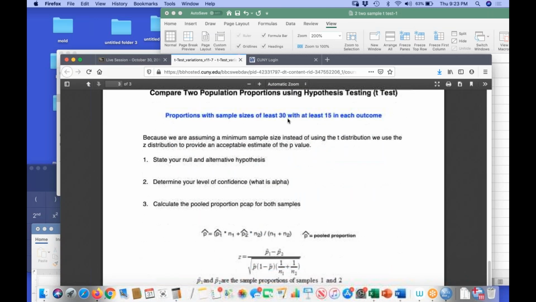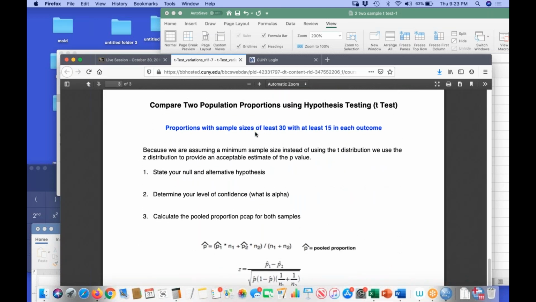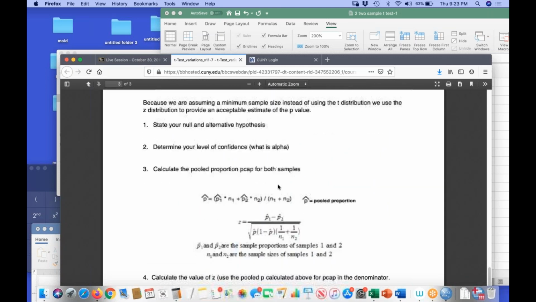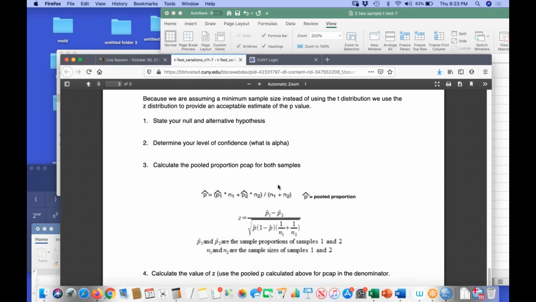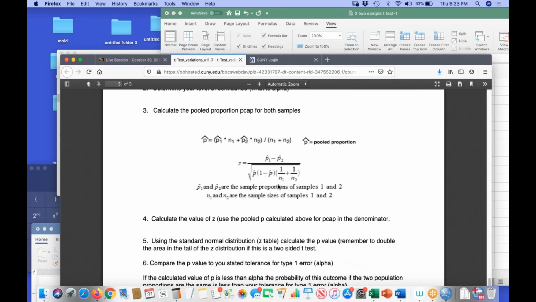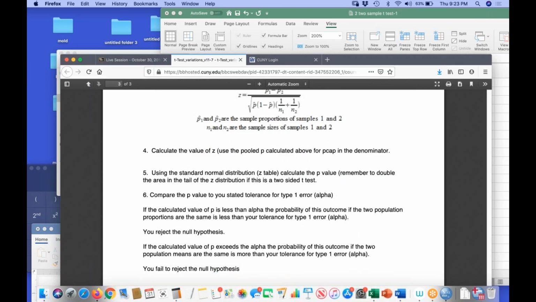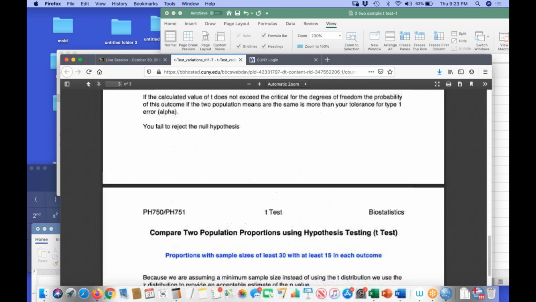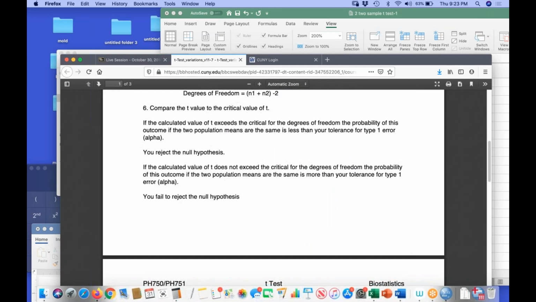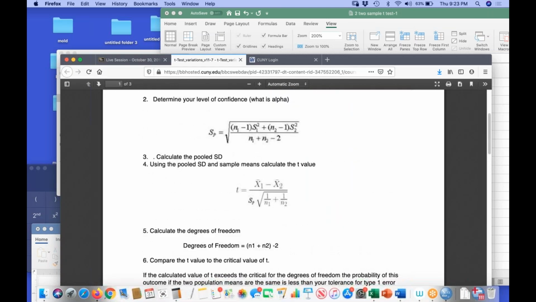And then finally, if you're comparing two proportions, these are the formulas that you wind up using. Pretty nasty looking formulas, right? That's why it's really nice to use SPSS. So I'm just going to look at this first one. I'm not going to solve it necessarily.